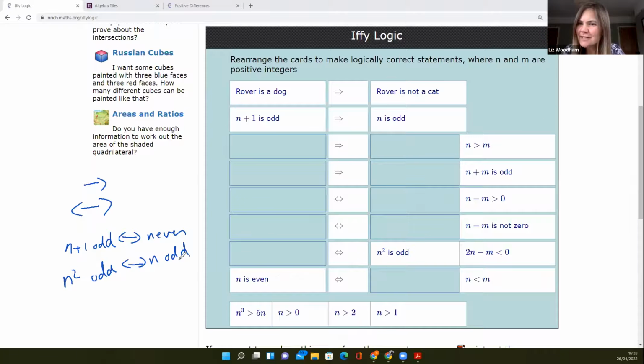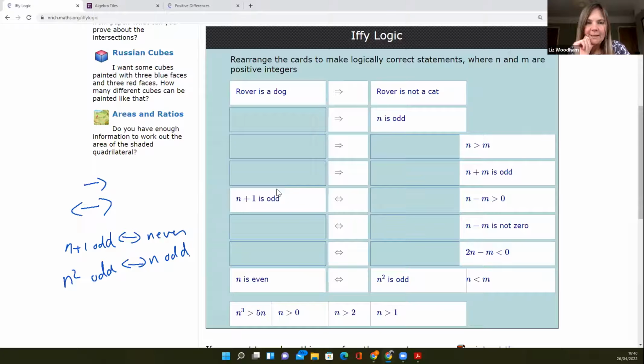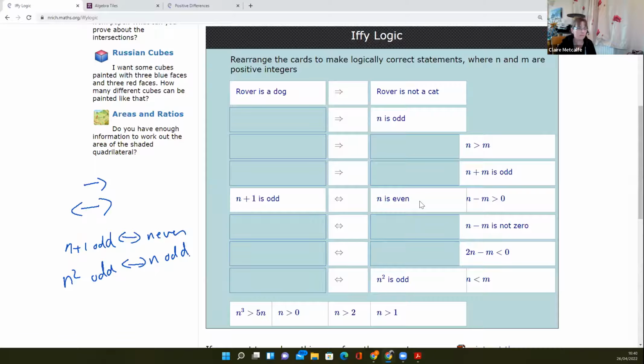Well, no, I don't think I do, Claire. Oh no, hang on a second. My initial thought was that I definitely agree with the n plus 1 odd, n even statement, because it doesn't matter which way round that is. If I'm given one, I know the other. N squared odd, okay, and n odd, right?